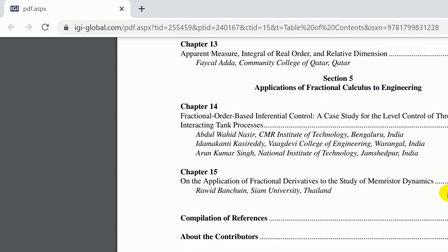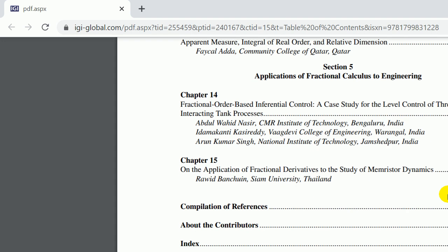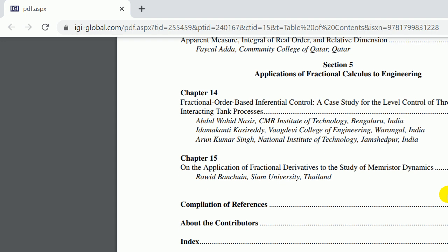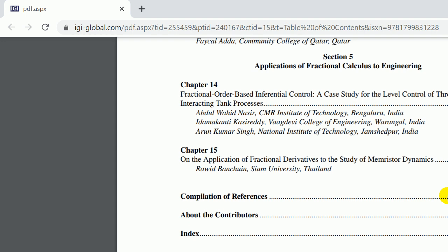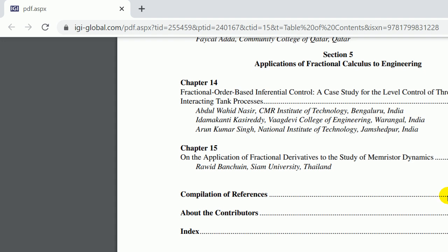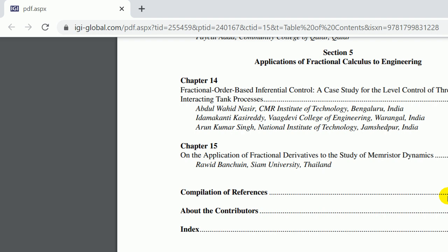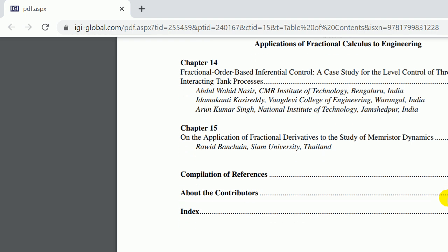The last section of this book is applications of fractional calculus to engineering, and it includes the last two chapters, chapter 14 and chapter 15, as shown here.